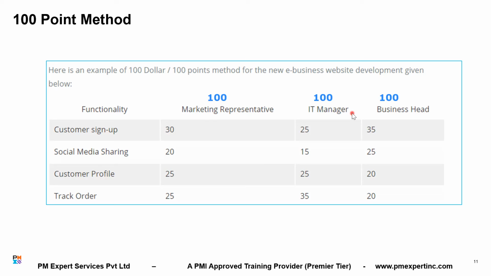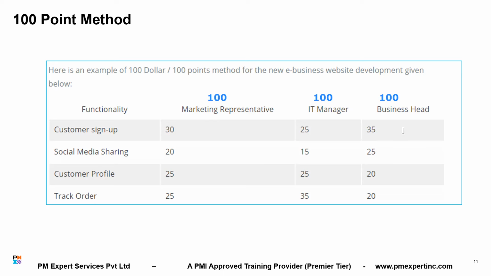Similarly, the IT manager allocated his $100 like this: 25 to customer sign up, 15 to social media sharing, 25 to customer profile, and 35 to track orders. The business head allocated his $100 like this: 35 to customer sign up, 25 to social media sharing, 20 to customer profile, and 20 to track orders.